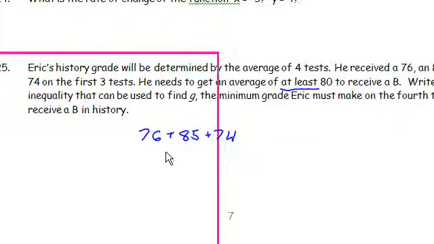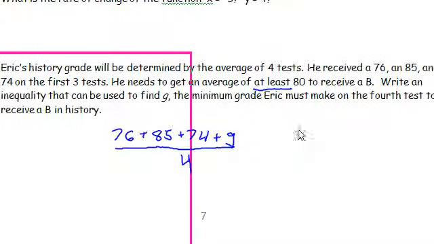So we know how to average numbers. We add up all the numbers and then divide by the total amount of numbers. So these are the first 3 grades he got. Grade 1, grade 2, grade 3, and grade 4, which is what we're trying to solve for. And we divide all that by 4 to find the average. And we're just trying to write the inequality. We don't have to solve for G.